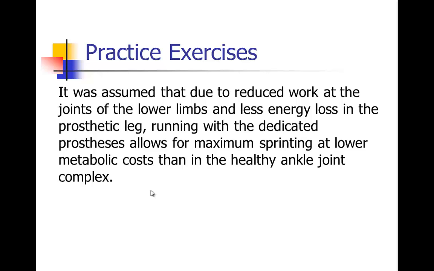All right, so one more practice example here. So again, this one I'm going to rearrange the order of this a little bit even. So not just quite editing word by word, but also thinking about the order and rearranging the order a little bit to make it even better. So this one says, it was assumed that due to reduced work at the joints of the lower limbs and less energy loss in the prosthetic leg, running with the dedicated prostheses allows for maximum sprinting at lower metabolic costs than in the healthy ankle joint complex.